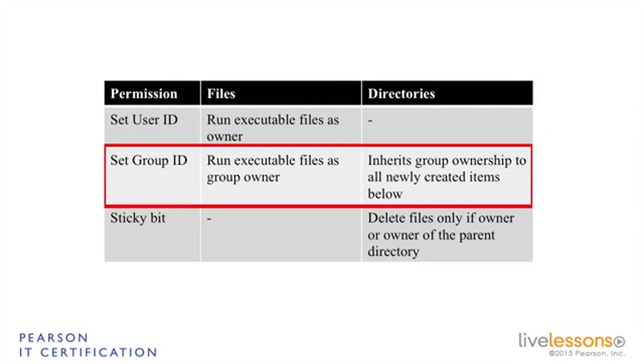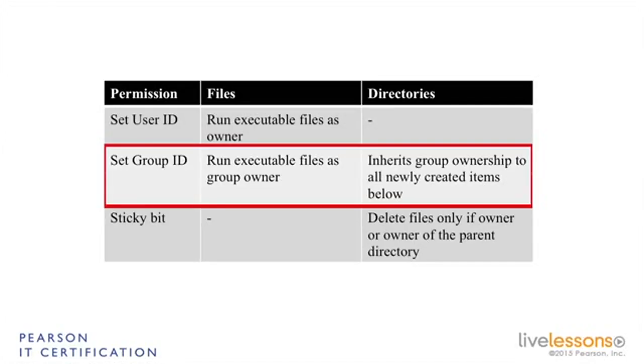Set group ID means that if you run executable files, it will run as the group owner and not with the permissions of the user owner. You should notice, by the way, that set user ID and set group ID are both dangerous permissions if applied to a file, and you will possibly never ever use them in your life as a Linux administrator. Now, set group ID on a directory means that group ownership is inherited on all items that are created in the directory.